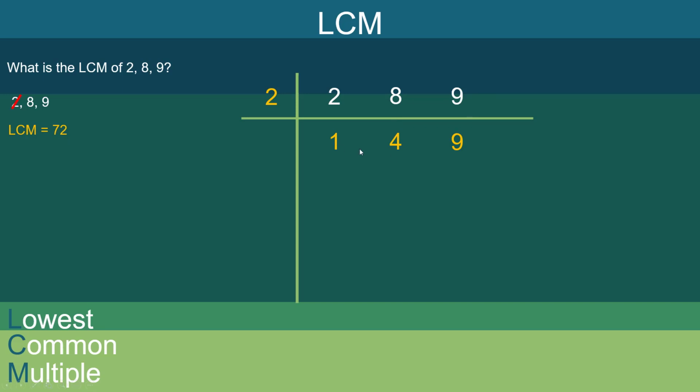Looking at 1, 4, and 9, we can see that there is no prime number that will evenly divide at least two of these numbers. So all you have to do to get the LCM is multiply 2 times 1 times 4 times 9, which equals 72. You could continue dividing the numbers and then multiply the prime factors, but you will still get the same answer.